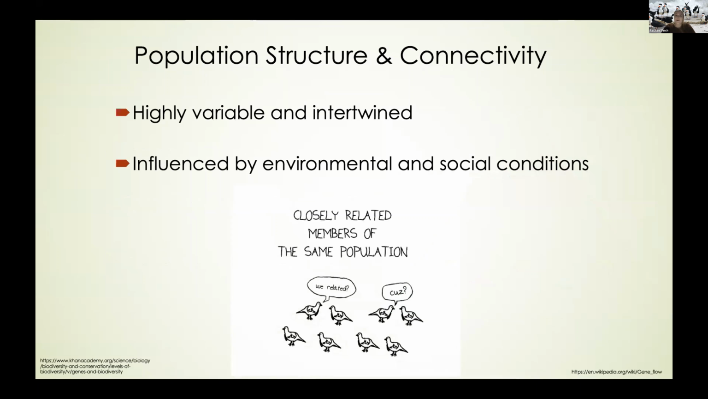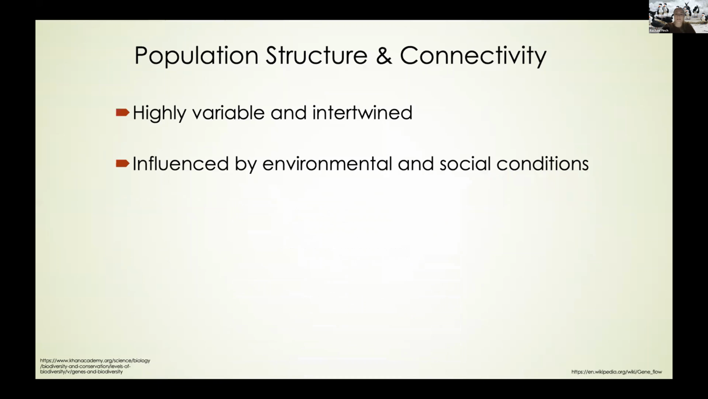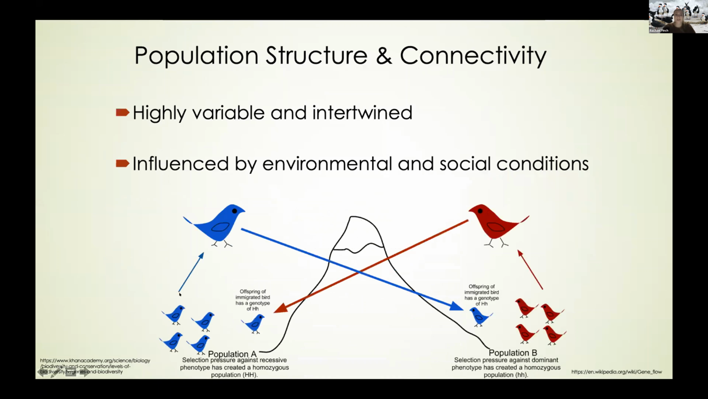Population structure, or the distribution of genetic diversity among populations, is highly variable and is shaped by a variety of evolutionary and biological processes. Many of these processes, such as gene flow, for example, you can see in this diagram below, is greatly dependent upon dispersal and is influenced by environmental and social conditions.